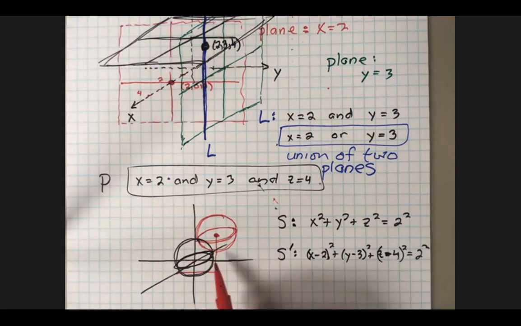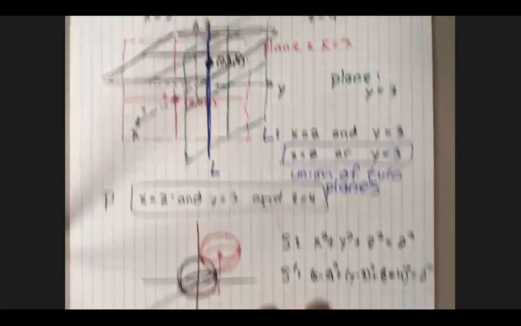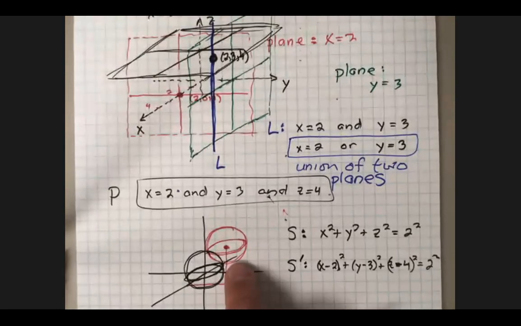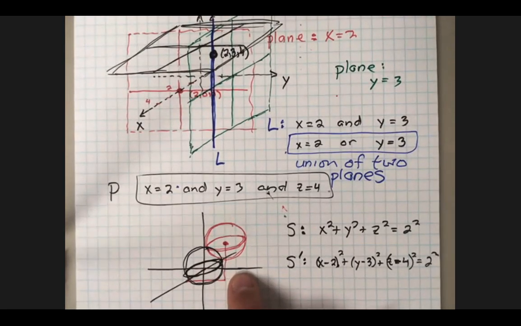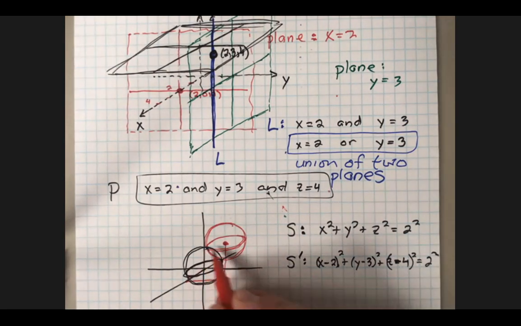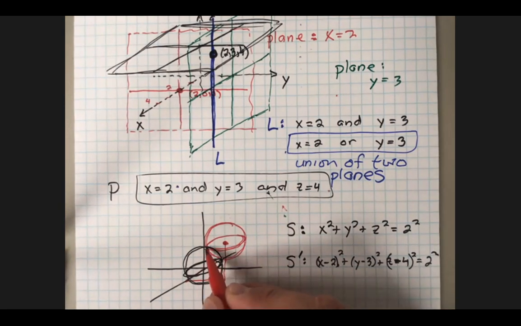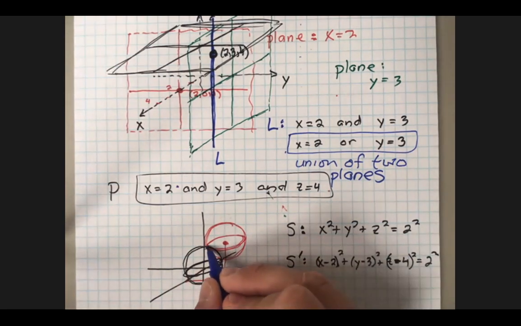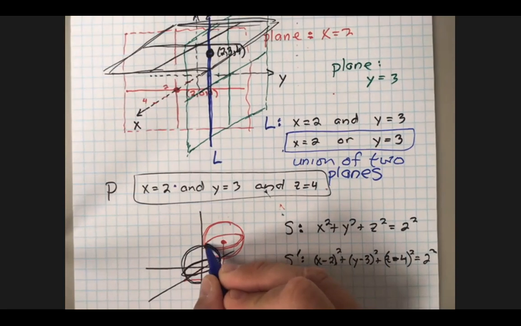Now, spheres can interact the same way planes can interact. 2 planes can interact to form a line. Do you observe that 2 spheres can interact to form a circle? So if you imagine that these were bubbles that could cross over each other, although soap bubbles don't behave in that way, you would imagine these 2 permeable soap bubbles, ping pong balls, that they do share a set of points. And the set of points they share would be a circle.